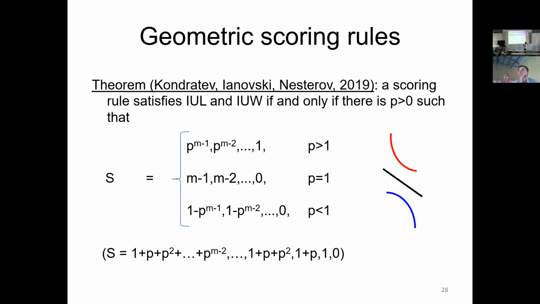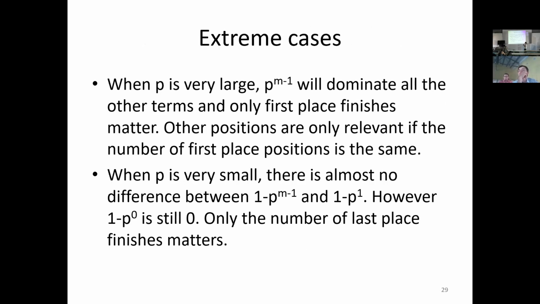We are also interested in the extreme performance of this family. So when p is very large, the first term, p to the m minus 1, will dominate all other terms. All that matters is the number of first place positions. The other positions only come into play if there is an equal number of first positions. Similarly, when p is very small, there's almost no difference between 1 minus p to the n minus 1, the score for the first position, and 1 minus p to the 1, the score for the second to last position. But the last position, 1 minus p to the 0, is still 0. There is a huge drop at the end of the vector. So in this case, it's important not to finish last.